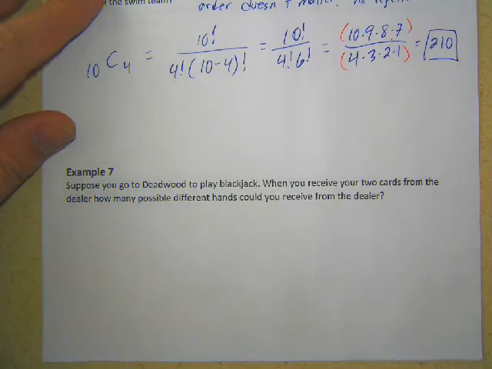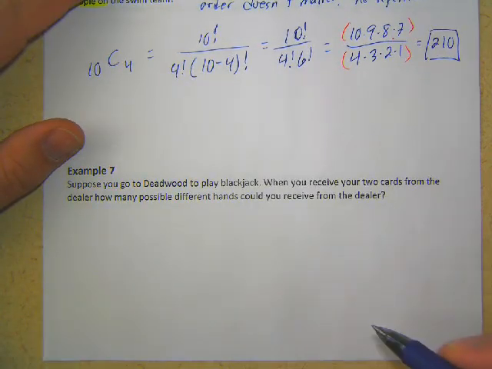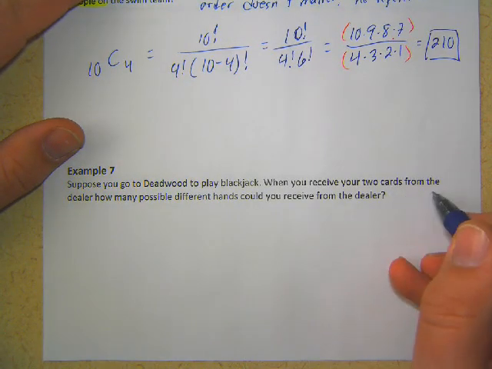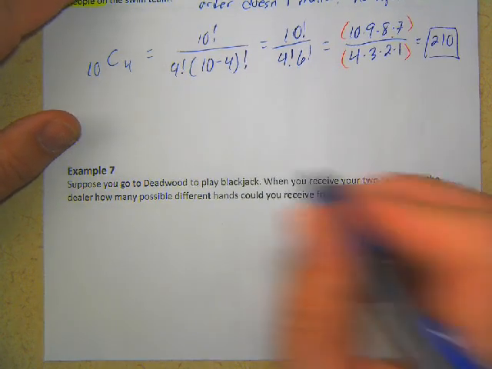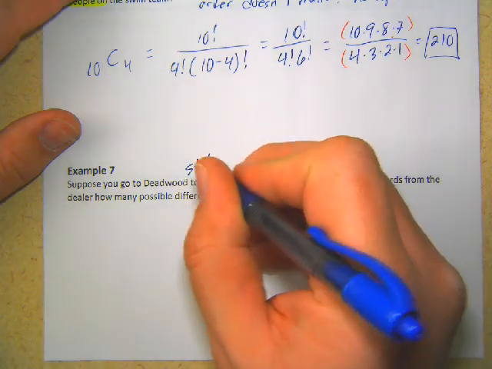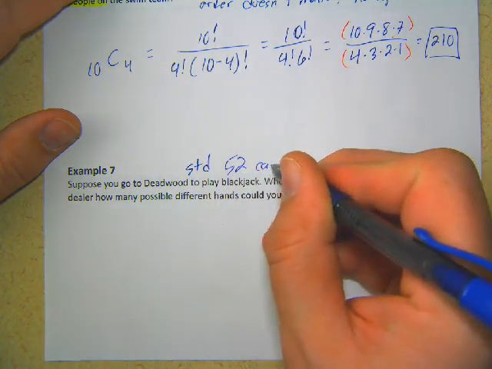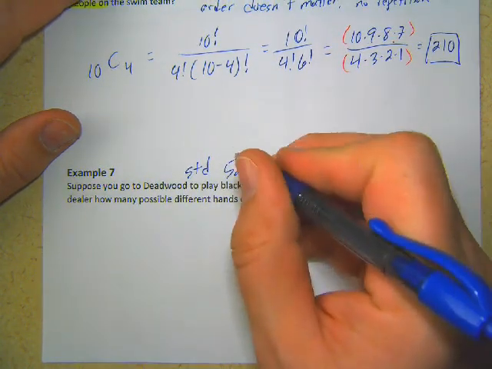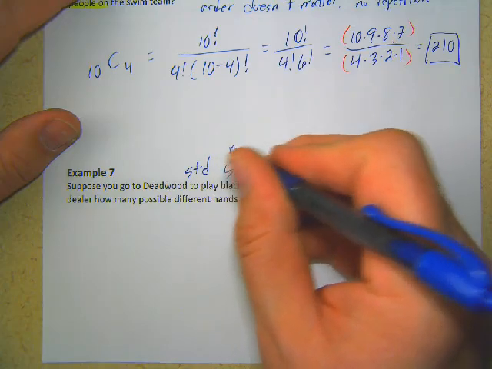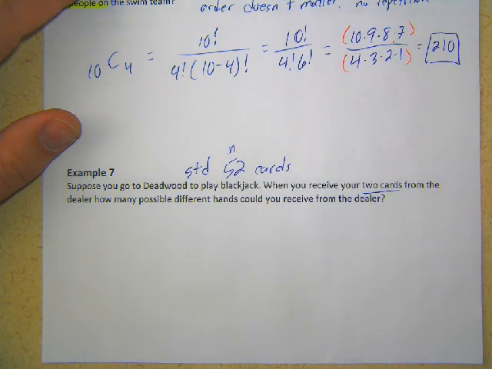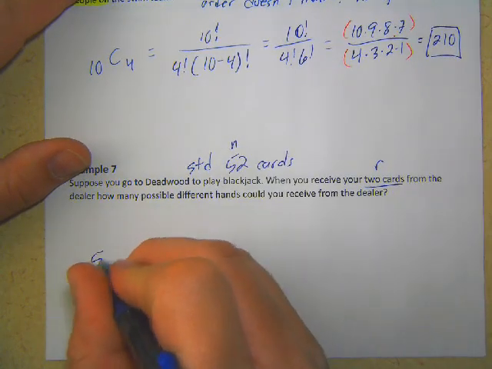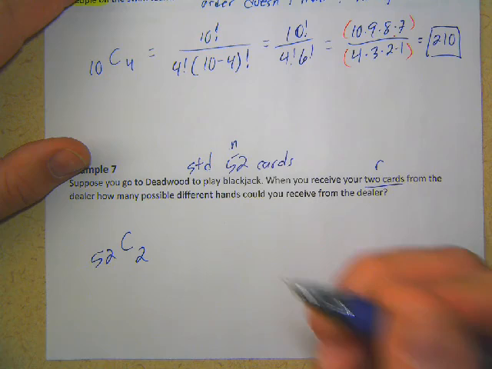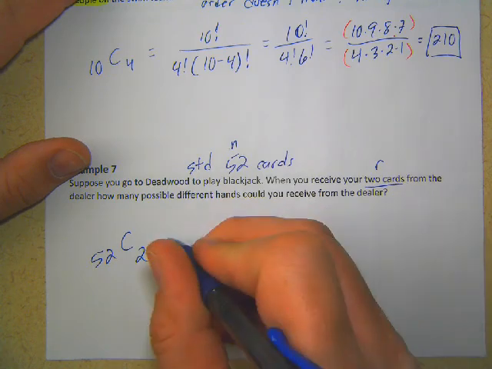Try one more combination. Go to Deadwood to play blackjack. Receive 2 cards from the dealer. How many possible hands could you receive from the dealer? So we're going to assume a standard 52 card deck. That means that the group we're picking from, n, is 52. We're choosing 2 of them. So we're only choosing 2. So we're doing 52C2.